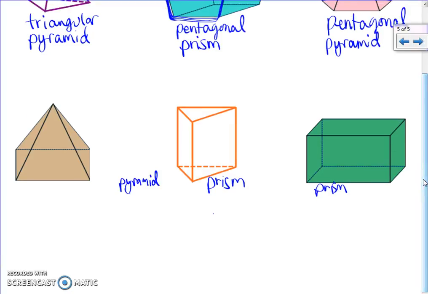Okay, what about this one? Rectangular. What shape are the bases on the next one? Triangular. Those are triangles, so that is a triangular prism. And this one? Rectangular. Good. Any questions on that?